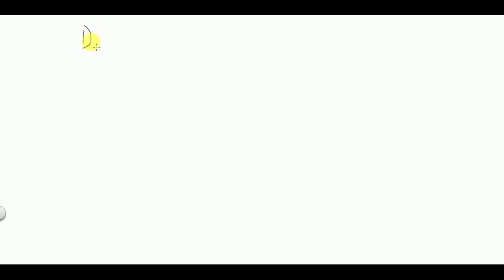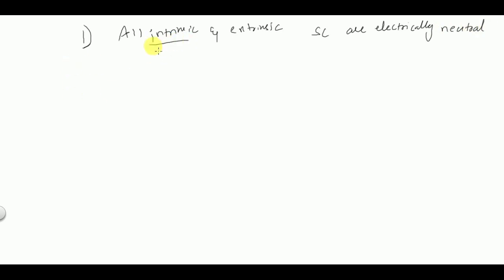First one is, all intrinsic and extrinsic semiconductors are electrically neutral. In the case of intrinsic semiconductor, this statement is valid directly, because the number of free electrons is equal to the number of holes. So negatively charged particles are equal to positively charged particles. Therefore it is electrically neutral.